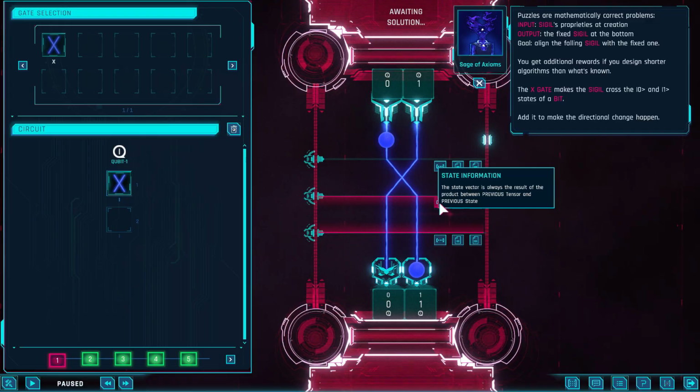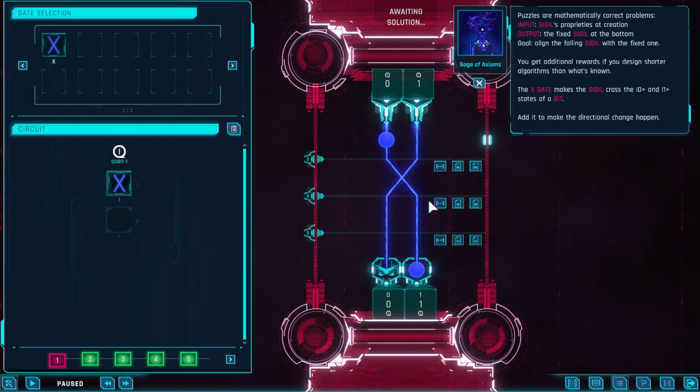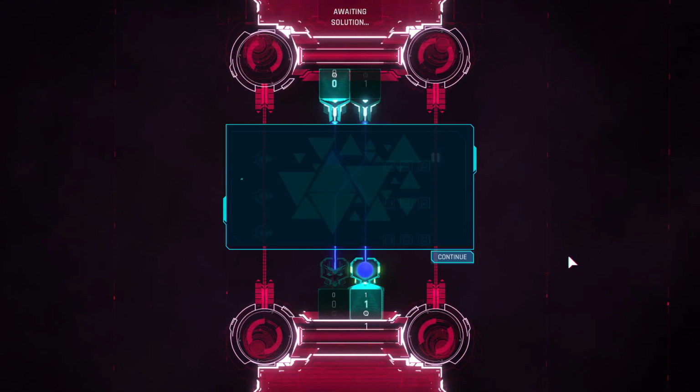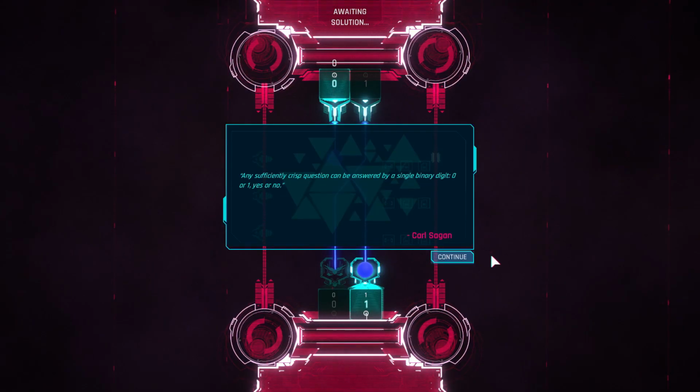Now, if we look at this state information down here, this again is another identity gate. It looks like the identity gate that we first saw, but the state now is 0 over 1 because the X gate flipped it from a 1 to a 0. I mean, from a 0 to a 1. And so that represents the 1 state. And that completes that puzzle. Let's look at the next puzzle.